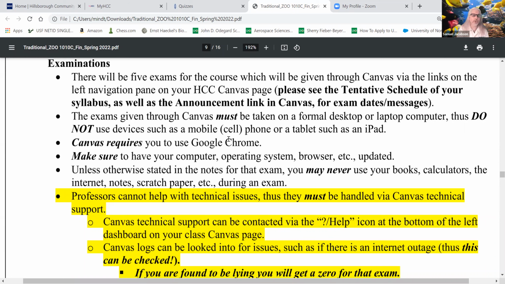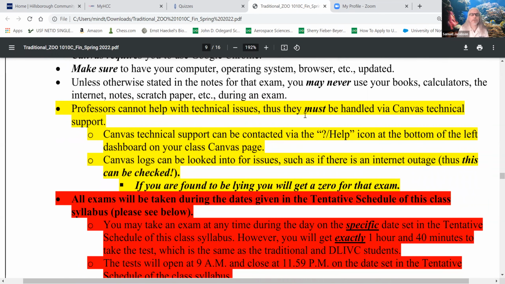You also must use Google Chrome. Canvas is very clear on that. And make sure everything is updated. Your browser, your operating system, that kind of idea. Don't forget, you can't use books or notes or calculators on the exam. It's not allowed.